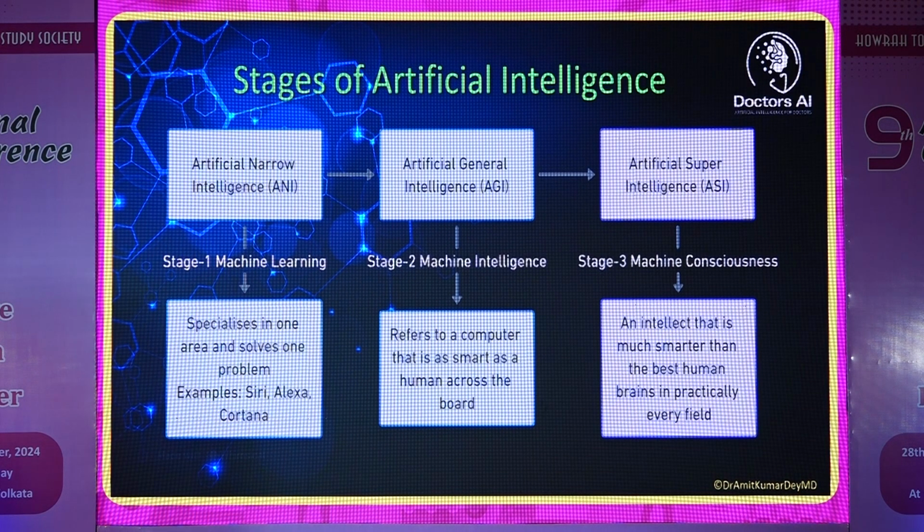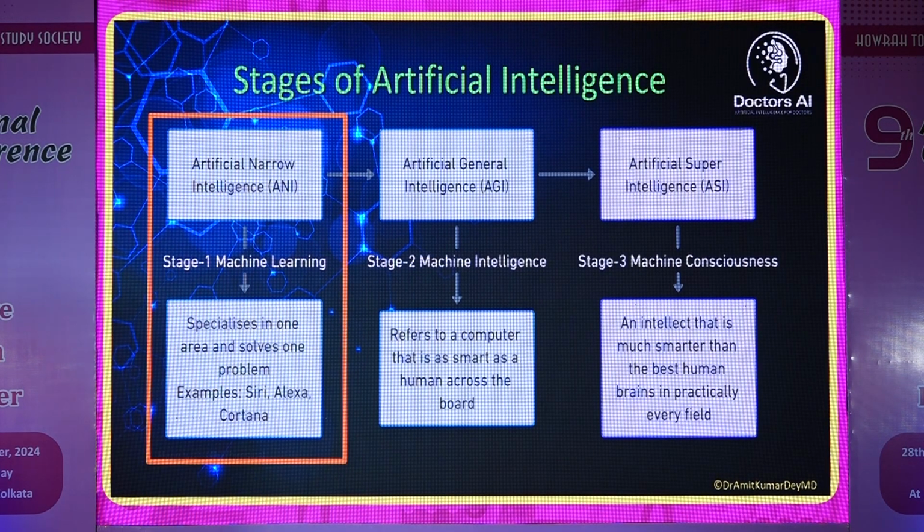We are predominantly in the narrow AI phase, which is the phase of machine learning, where the machine is explicitly programmed and trained on performing certain specific tasks. We are somewhere in between artificial narrow intelligence and artificial general intelligence, and probably in the next 3 to 5 years, we will be evolving towards artificial general intelligence, where the computer is going to be as smart as the human across the board.